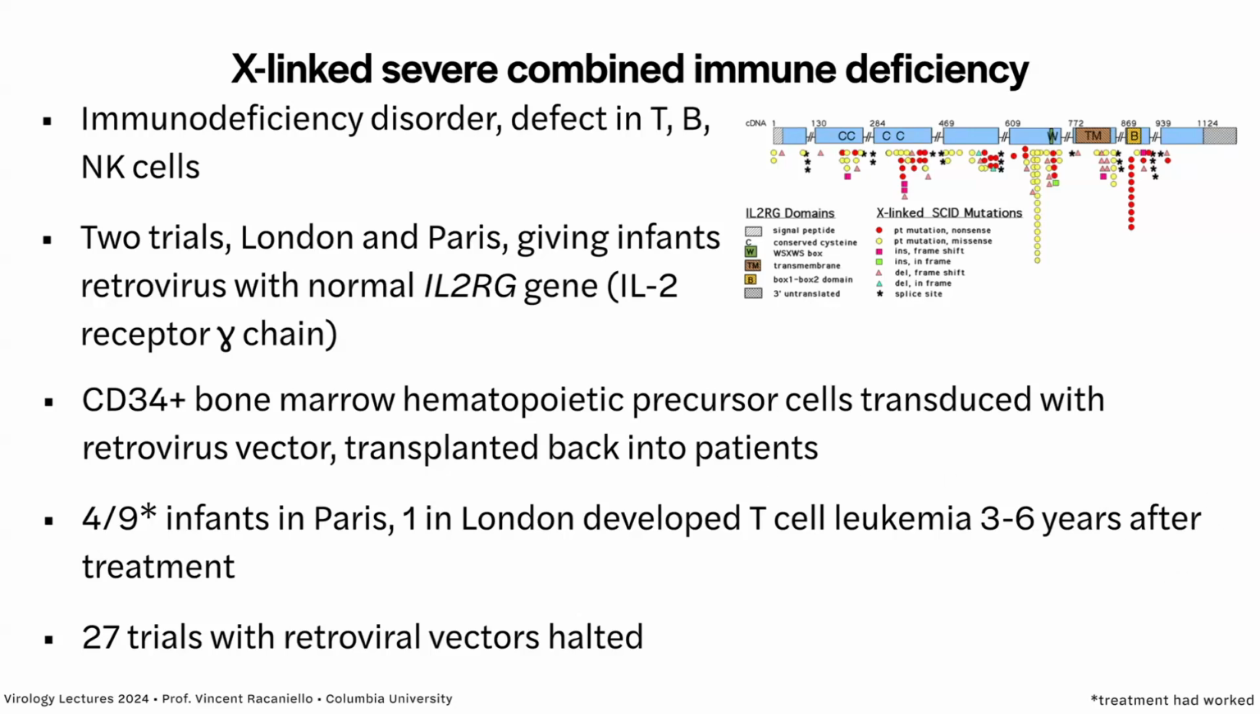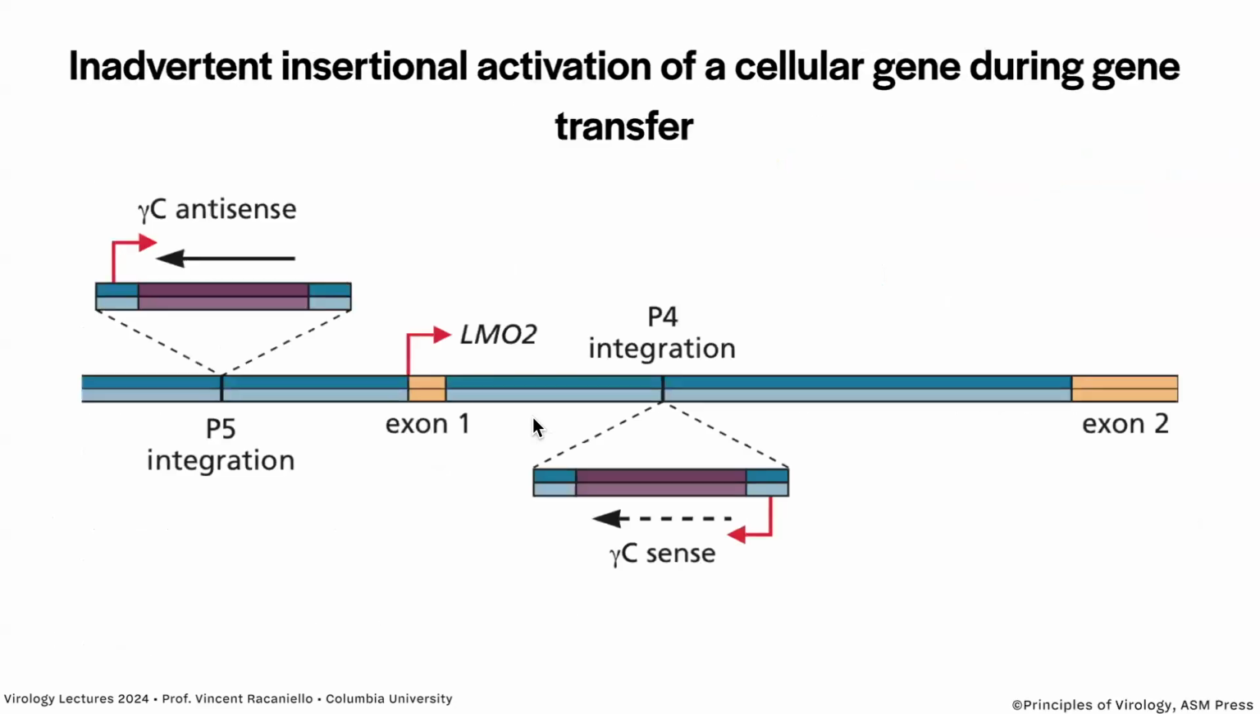These patients actually had good recovery of their immune function, but many years later, in fact, 4 out of 9 patients in Paris and 1 in London developed T-cell leukemia 3 to 6 years after treatment. And this was recognized to be a problem with the retrovirus vector, as I'll show you in a minute. And so at the time, there were 27 trials with retroviral vectors ongoing. They were all halted to fix what was going on.